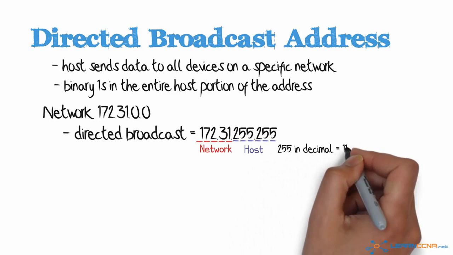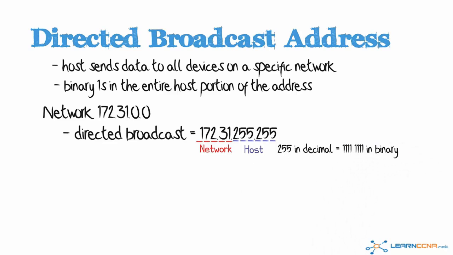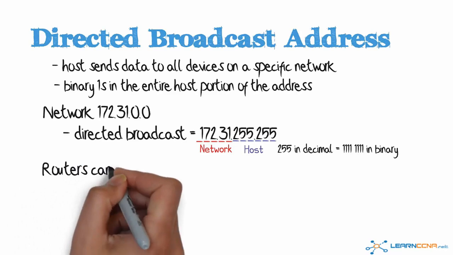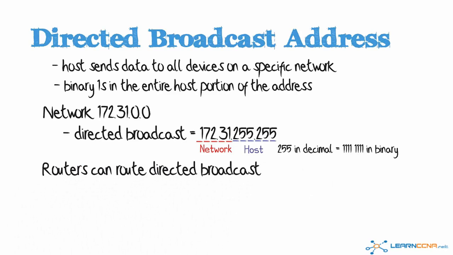255 in decimal equates to 8 binary ones. So the host portion is therefore populated with binary ones in both the 3rd and 4th octet. So the address now becomes 172.31.255.255. Routers can be configured to route directed broadcasts.